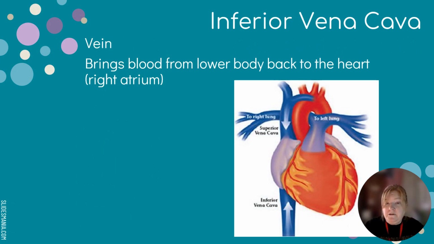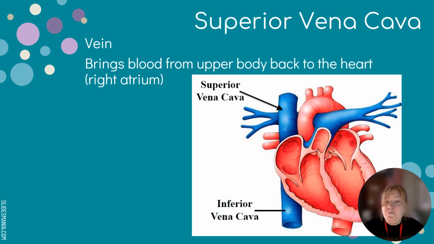Now, the inferior vena cava, so we're looking for a vessel that is coming from the lower part of the body, and we want it to be on the right side of the heart, okay? We have superior vena cava, so again, we're looking for a vessel that's coming back from the upper part of the body, and again, we're looking on the right side of the heart.